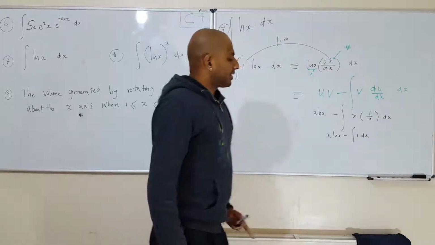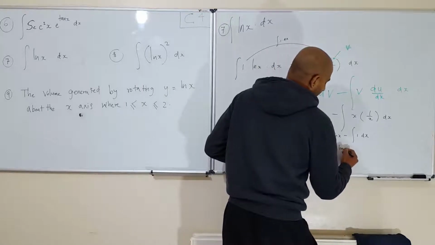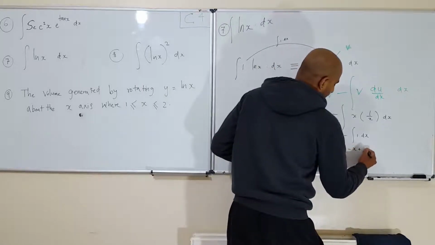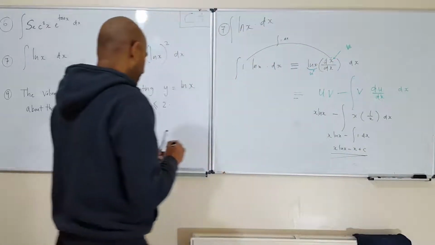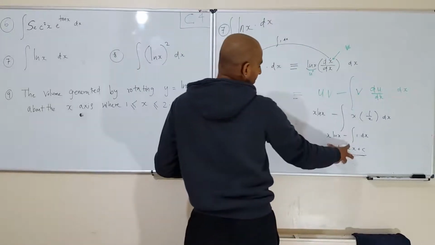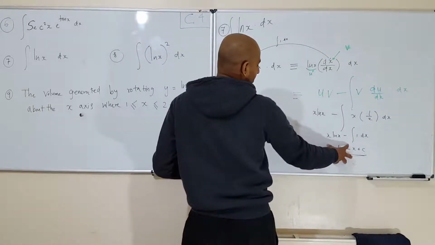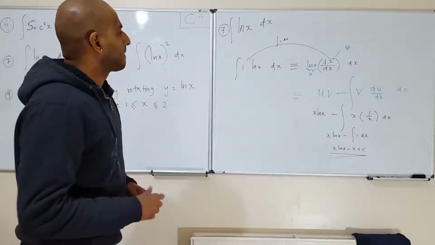Again, we can integrate 1 easily. You're going to get x basically. So x ln x minus x plus c. That's the integration by parts. So that's the answer. If you integrate ln x, you're going to get that. If you differentiate this, you will get that, because it's the reverse basically. Okay.